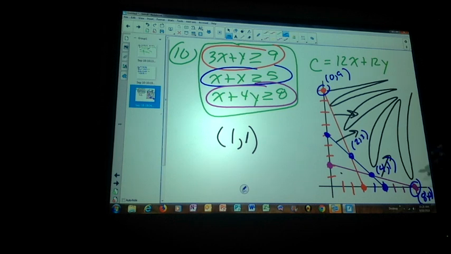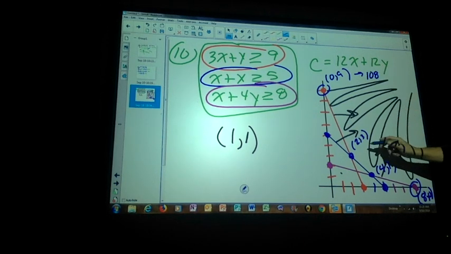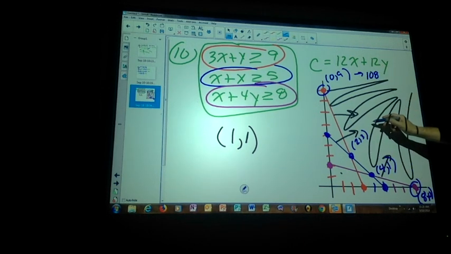Plug our values in. So 12 times 9 is what? 108? Yeah. Is that right? Yeah. And then this one is going to give me 24, 36, 60. And then this one's going to give me 48, 50. And then that. Did I do that right?